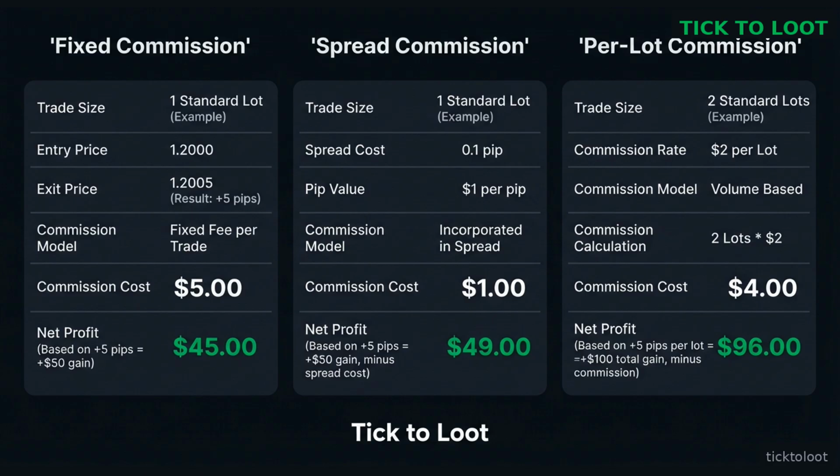Each model impacts small and large trades differently. Fixed fees hurt tiny trades more, while per lot fees grow with trade size. Understanding which model your broker uses helps you estimate how much each trade will truly cost you before you even open a position. Your practical takeaway: look at the broker's commission schedule, note the model, and calculate a quick example trade to see how the fee will affect your profit or loss.